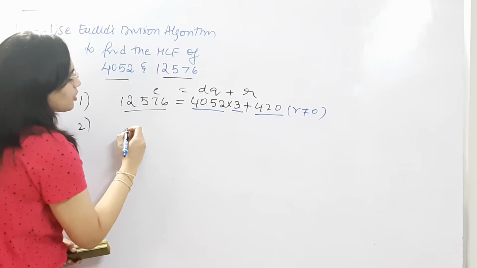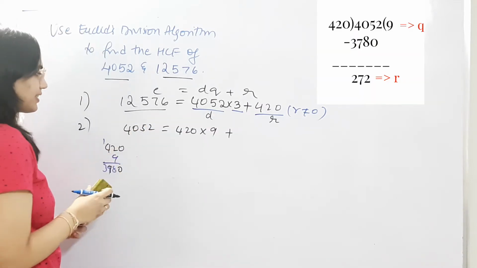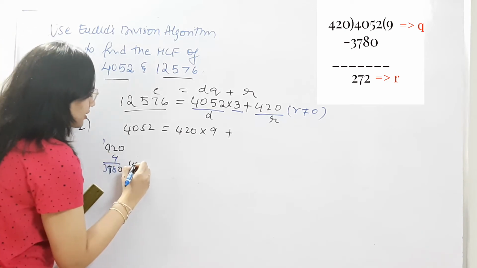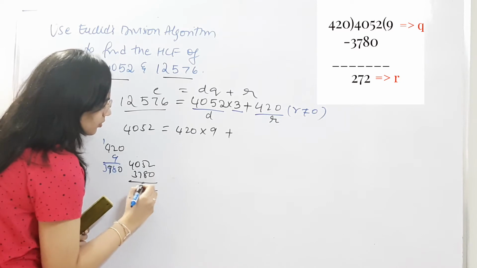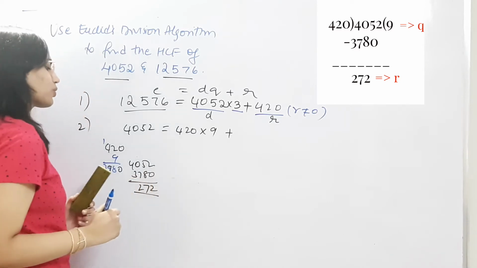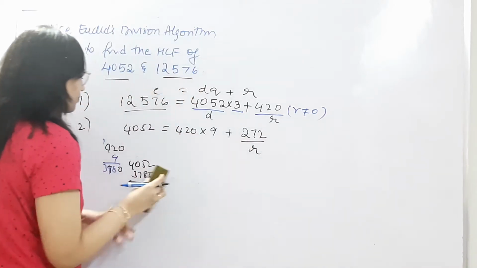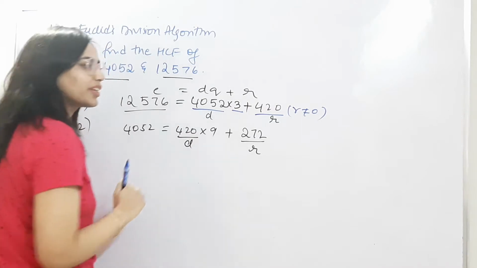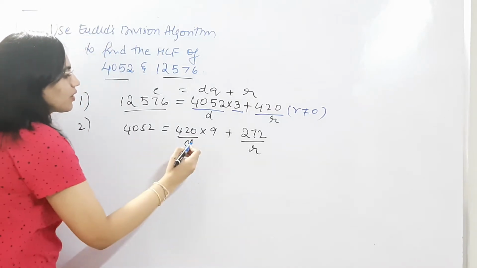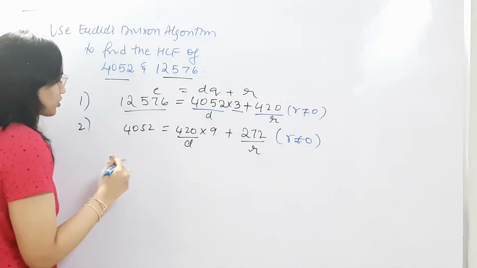So what is applying Euclid's division lemma? You apply it on the divisor. 420 into 9 is 3780. So if you subtract 3780 from 4052, you get how much? 272. So here the remainder is 272, and the divisor is 420. Right? Now again the remainder is not equal to 0, so apply Euclid's division lemma.